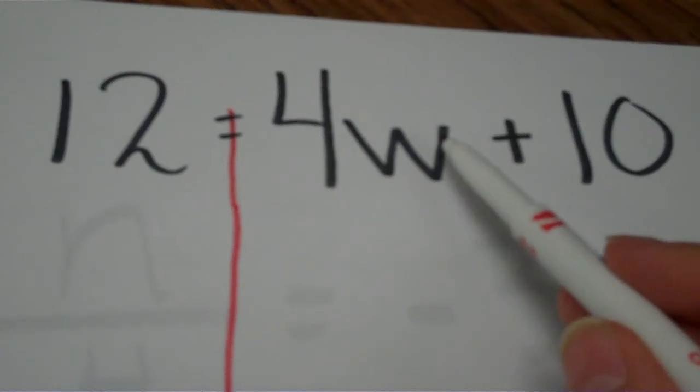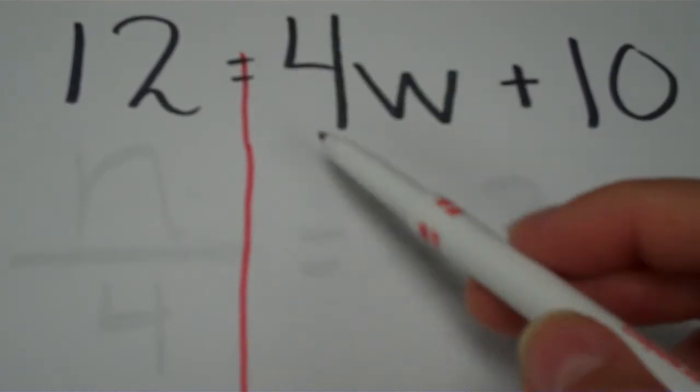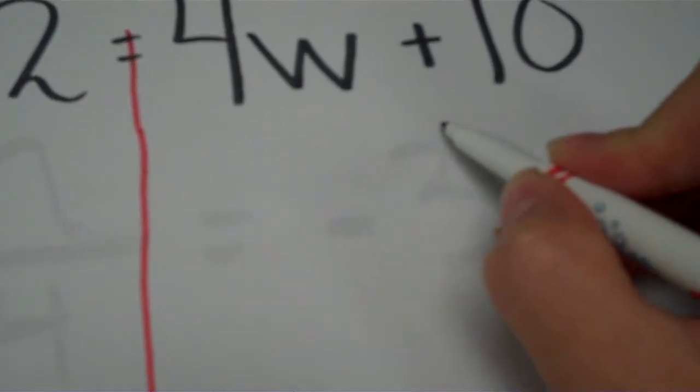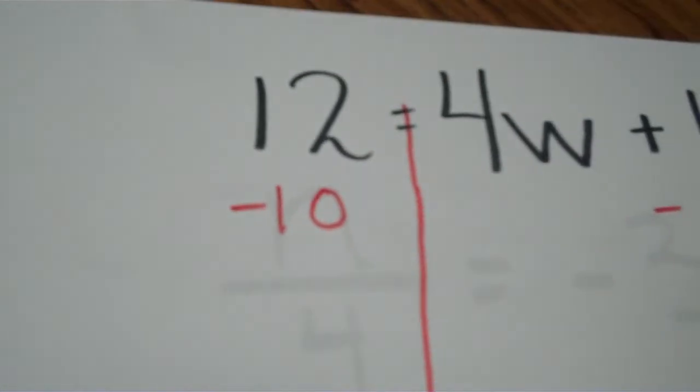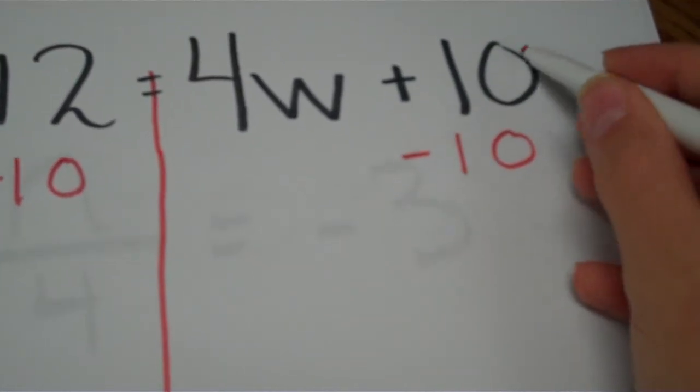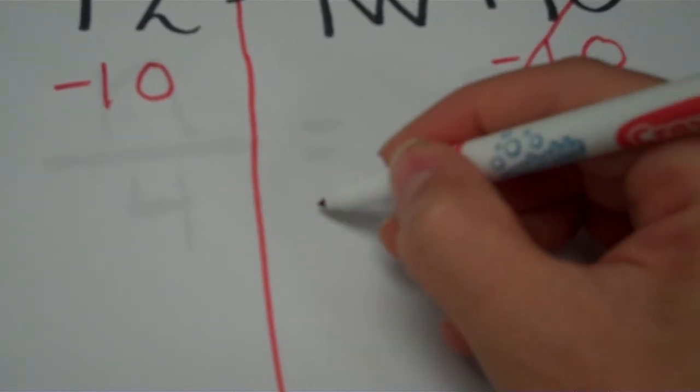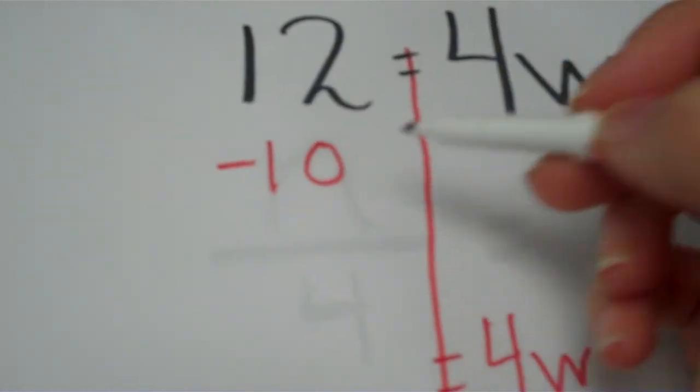Who are you? You're W. Your best friend is 4. I'm going to kick out 10. The opposite of adding 10 is subtracting 10. Okay? This goes away because it's an opposite. I rewrite 4W down here. And 12 minus 10, you can use your calculator, but 12 minus 10 is just 2.